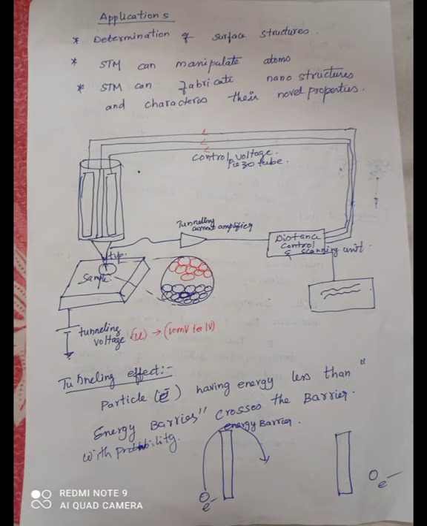If the electron wants to jump from one end to another end, it may jump at the first instant itself, or it may take some time. It may take 100 or 1000 chances to jump from one edge to another edge. That is called the tunneling effect. So simply, electrons having energy less than the energy barrier cross the barrier with a probability. That is known as the tunneling effect.